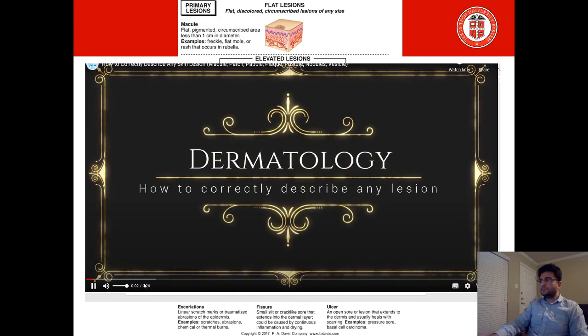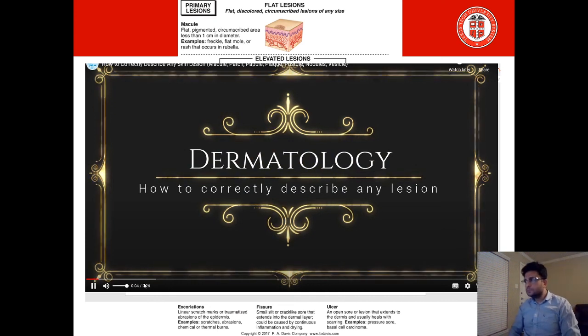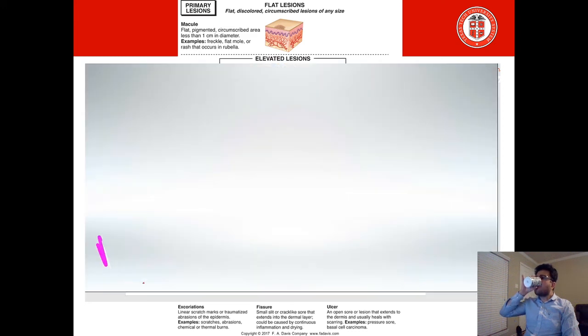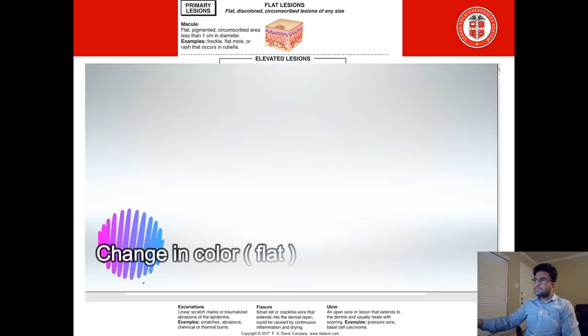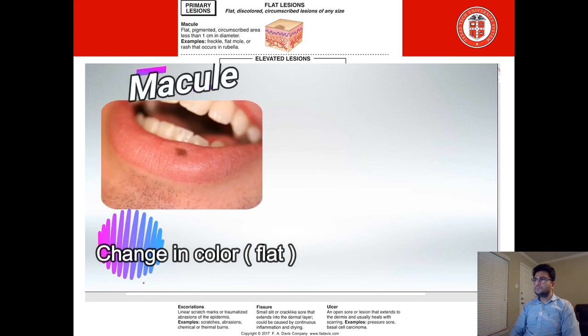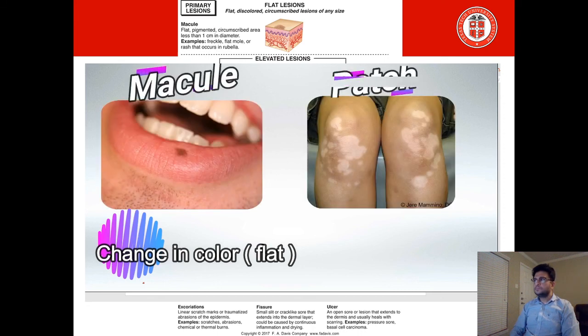Welcome back. So for all dermatology fans, this video basically explains how to describe skin lesions and differentiate between them. We'll start with change in color. So if the lesion is less than 1 centimeter, it's going to be called a macule. And if it's more than 1 centimeter, it's going to be called a patch. And note that macules and patches are both flat, so the only difference is change in color.